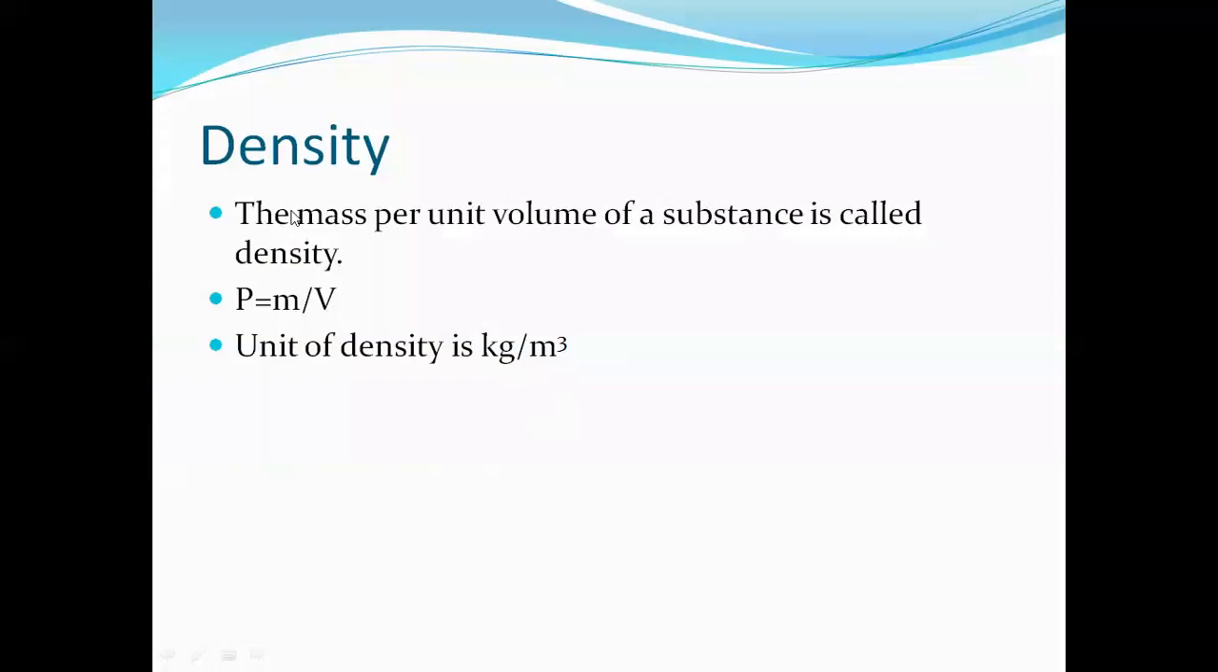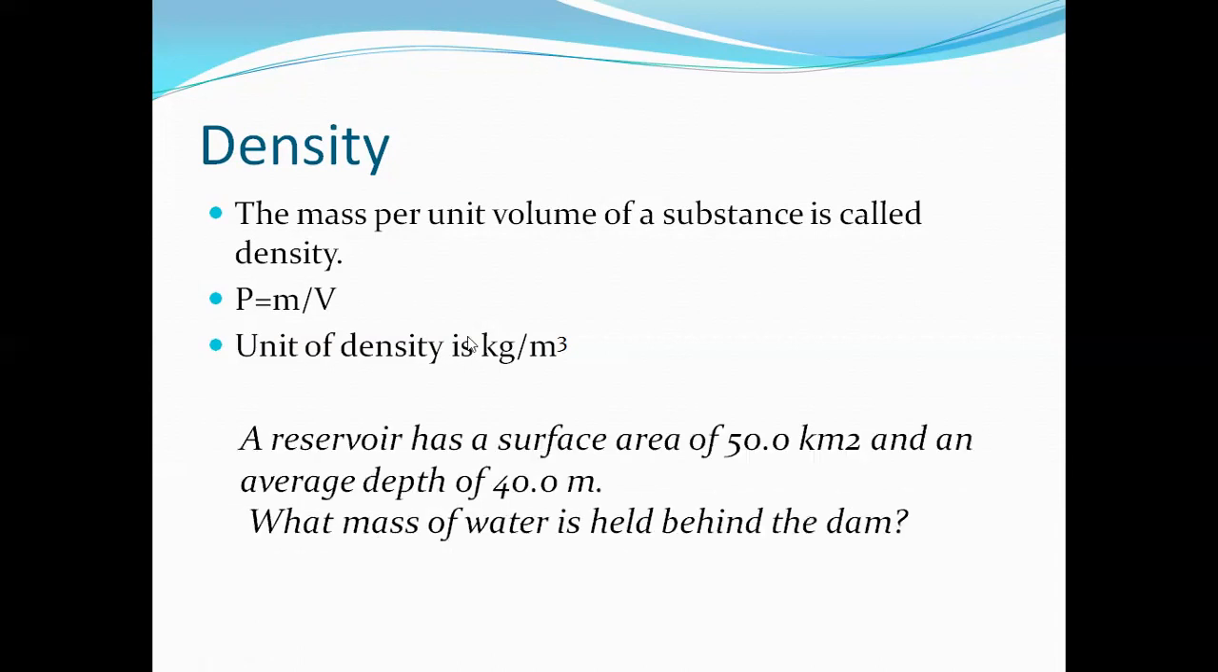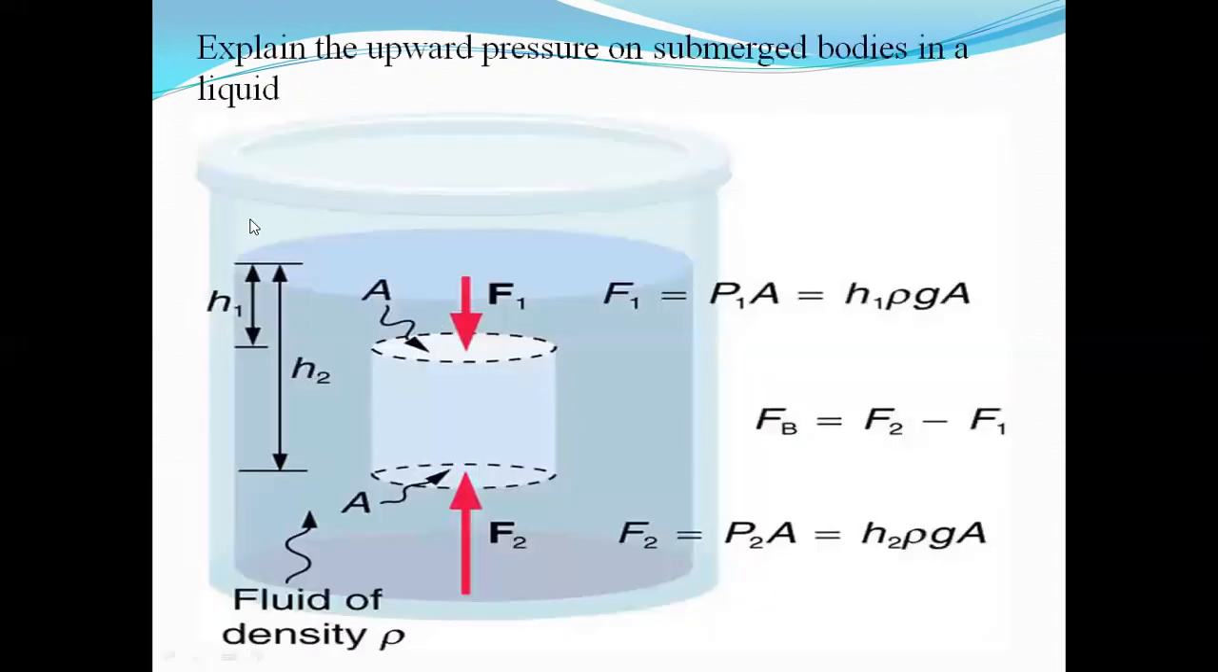Density is the mass per unit volume of a substance. Rho is equal to m by v, and the unit of density is kg per meter cube. It's very easy. Now we explain the upward pressure on a submerged body in a liquid.